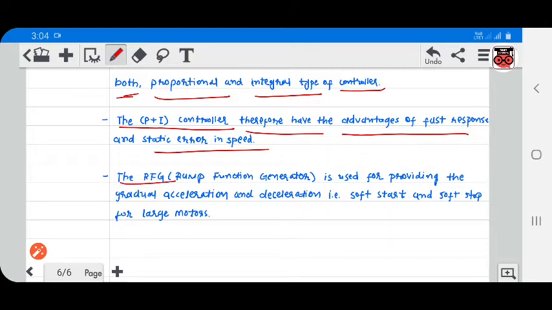The RFG, ramp function generator, is used for providing gradual acceleration and deceleration, that is soft start and soft stop, for a large motor.